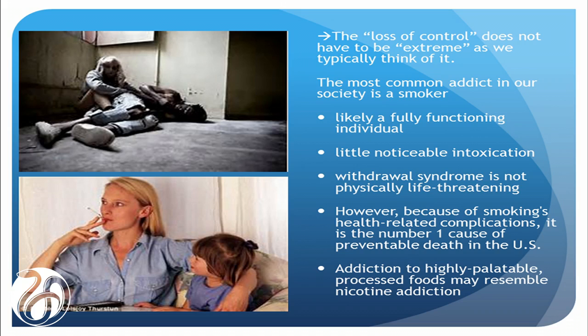Well, I think this is where we need to revisit what we're thinking about. When we talk about an addict and we think about loss of control, we tend to think about the typical heroin addict, people who are down in the dumps, lying in a gutter somewhere with no jobs and no families. But that's not our typical addict. Our typical addict is the mom driving her kids to soccer practice who's addicted to nicotine, who's smoking cigarettes. So the typical addict in our society is a smoker who is likely a fully functioning individual, with little noticeable intoxication. Withdrawal syndrome is not physically life-threatening and is easily remediated by getting easy access to cigarettes. But because of smoking's health-related complications, it's the number one cause of preventable death in the United States.